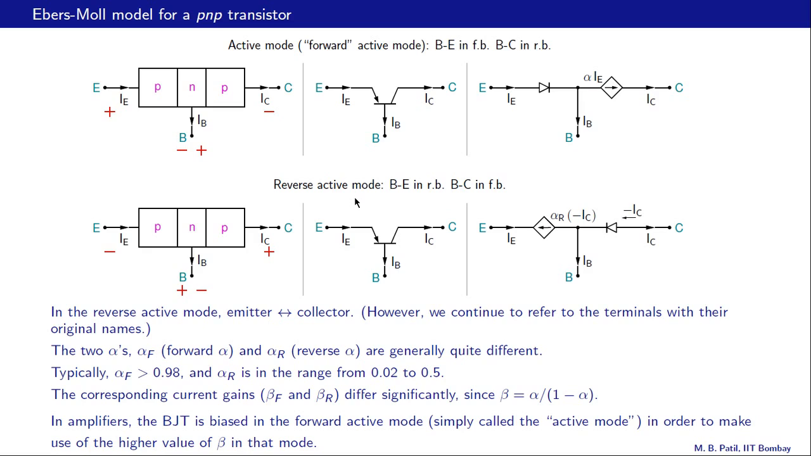So to summarize, the transistor is capable of operating in the reverse active mode, but in most applications we don't operate the transistor in that mode because the alpha R value is poor and therefore the beta R value is poor, and therefore the performance of the circuit if the BJT operates in the reverse active mode would be very poor.